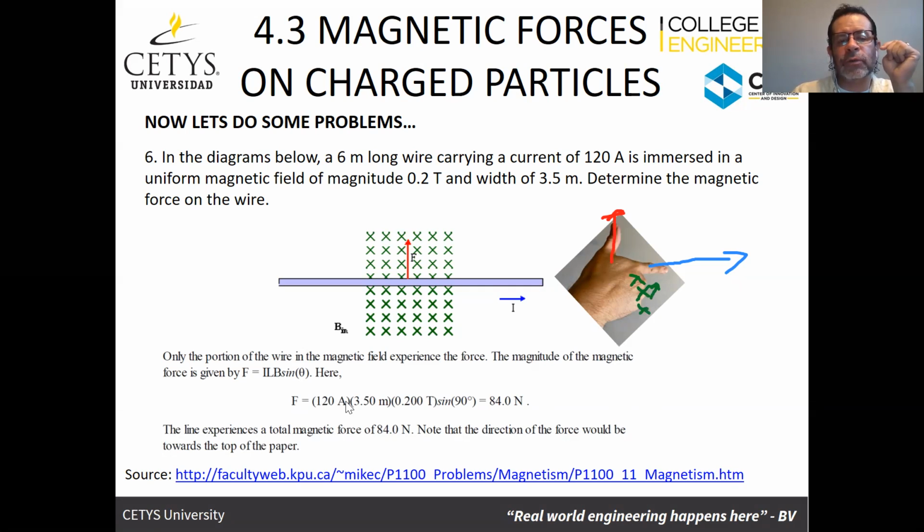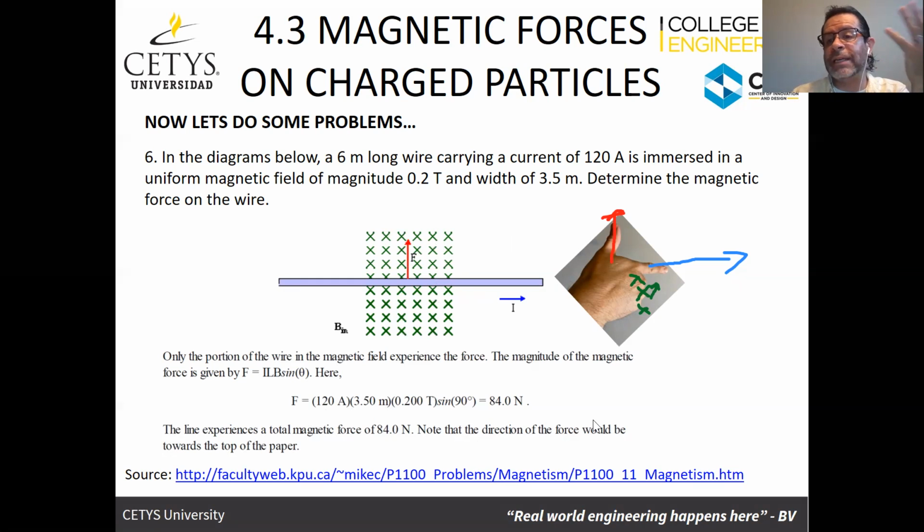The current is 120 amps, and the length where the magnetic field is acting is the width of the magnetic field. So regardless of if the wire is 6 meters long, the magnetic field is only acting on the 3.5 meters where it's located. So the force is going to be equal to 120 amps times 3.5 meters times 0.2 Tesla times the sine of 90 degrees, which is the angle between them. So the total magnetic force that's experienced is 84 newtons.